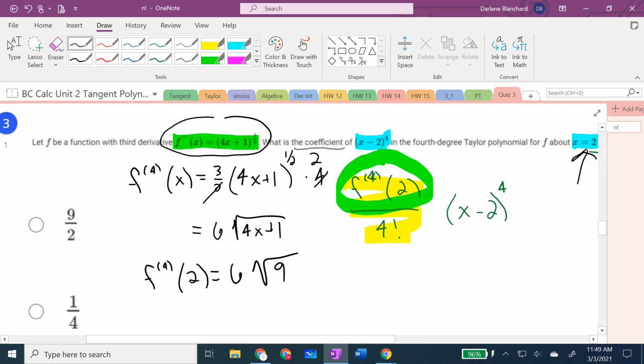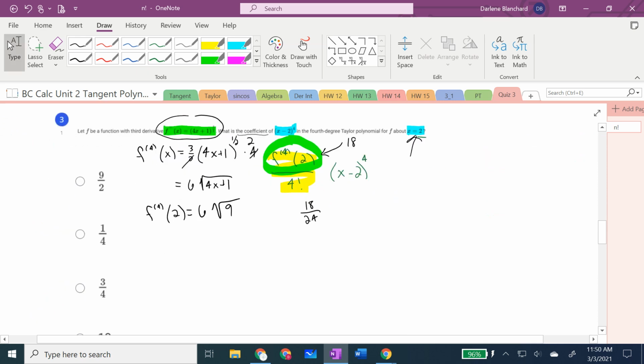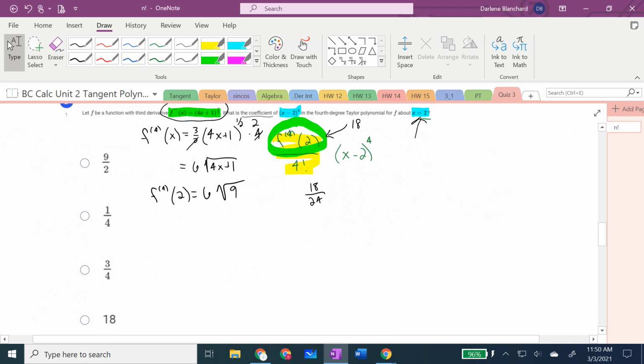And so I get 6 times 3 is 18. But it's 18 divided by 4 factorial to give me the full coefficient. And 4 factorial is 24. And then it's a matter of simplifying to get to the fraction that's there. Let's see, if I divide by 2 and then divide by 3, I get 3/4.